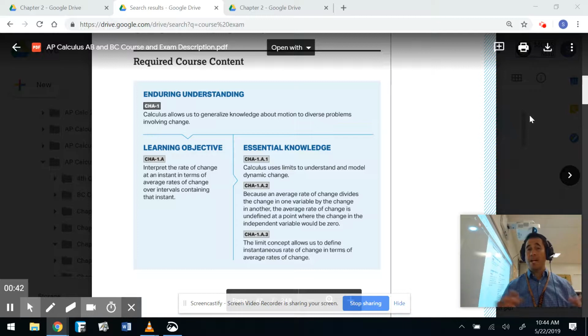We're going to start AP Calculus here with Chapter 2. Okay, and I have a couple things here actually from the College Board that I want you to go ahead and look at and make sure you're paying attention to. The first and foremost thing would be, hey, we start out with enduring understanding. Calculus allows us to generalize knowledge about motion to diverse problems involving change.